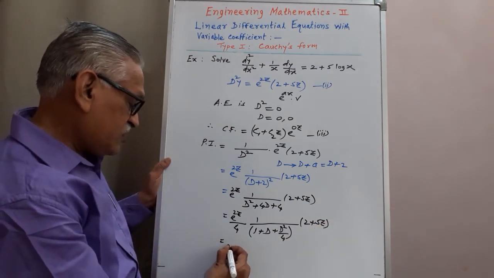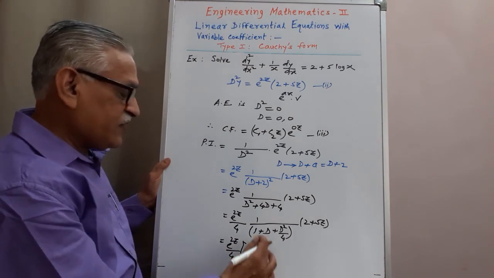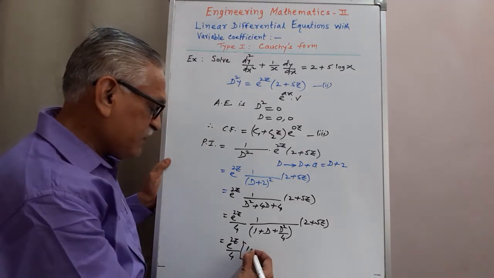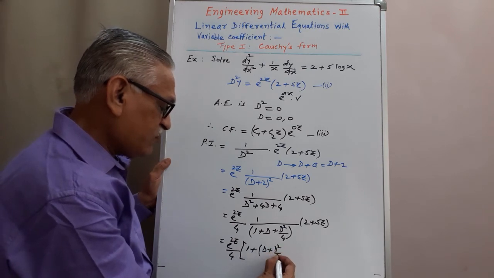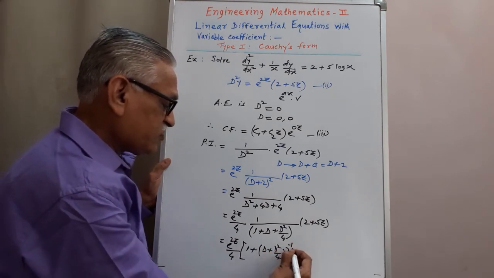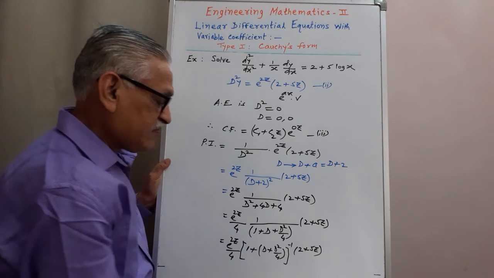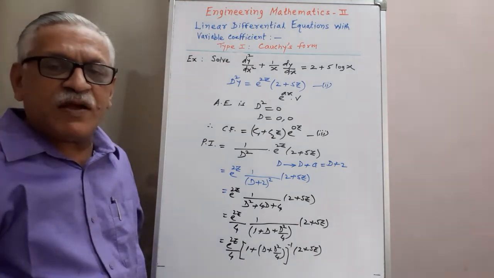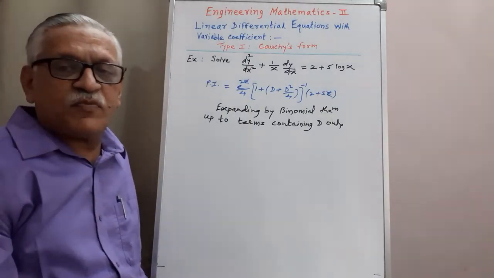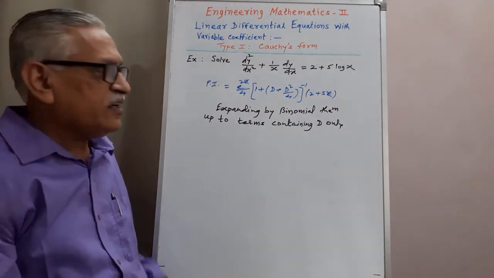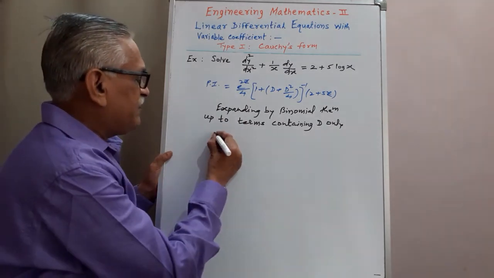This is equal to e raised to 2z by 4. Transferring this to the numerator, it becomes 1 plus d plus d square by 4, whole raised to minus 1, operate it on 2 plus 5z. Then expanding it by the binomial theorem up to terms containing d only, and therefore the d square term we can neglect.